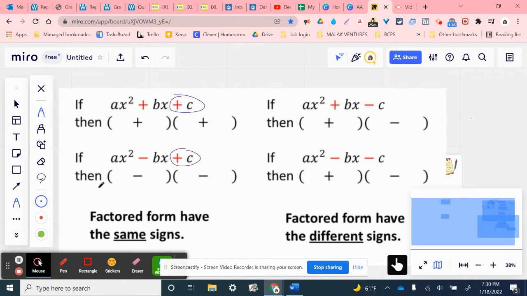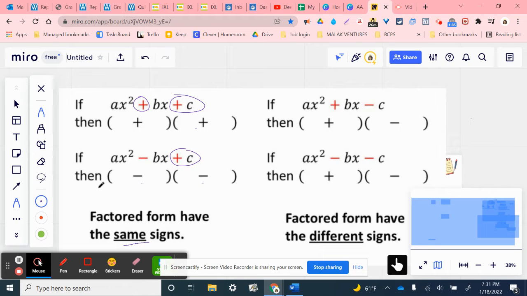you are going to have the same sign inside the parentheses. So plus and plus or minus and minus. How do you know if it's plus and plus or minus and minus? Well, this second term is going to tell you what sign goes inside the parentheses.